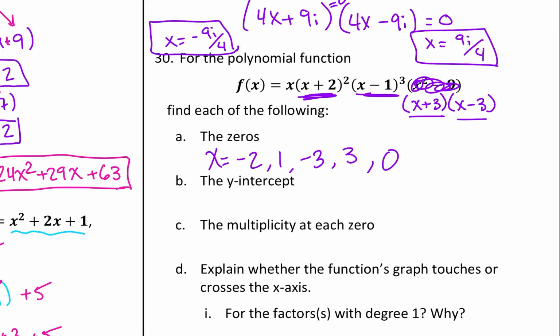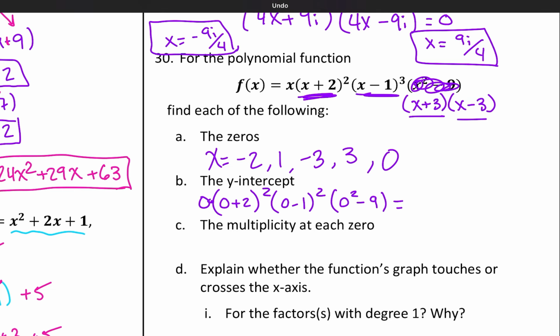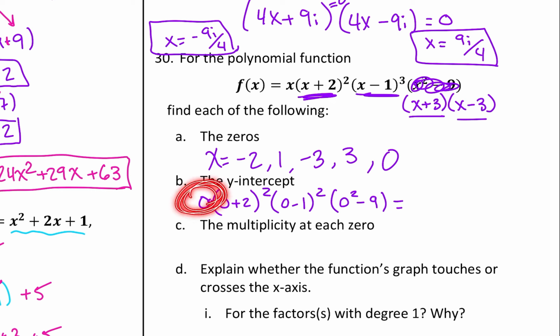Next part says find the y-intercept, meaning if I plug 0 into this equation, what do I get? So I've got 0 times 0 plus 2 squared times 0 minus 1 squared. I'm going to use the original equation here, times 0 squared minus 9. And we want to see what we get. Well, look, it doesn't matter. You're multiplying by 0 right here in the beginning. That very beginning 0, if you multiply by 0 right here, it doesn't matter what you get for any of this. You can solve all this out.